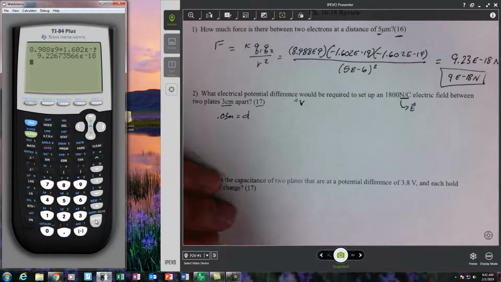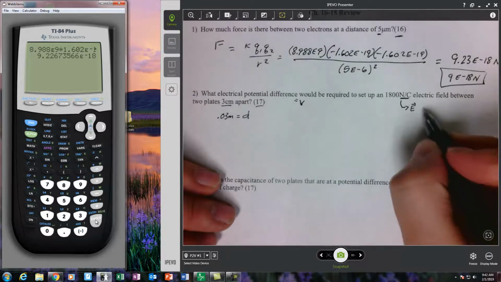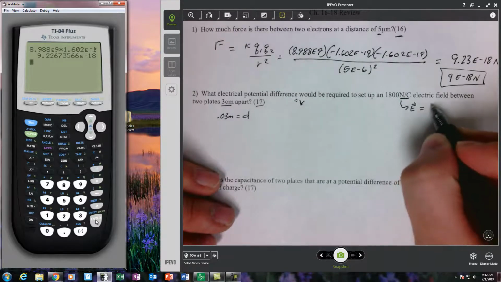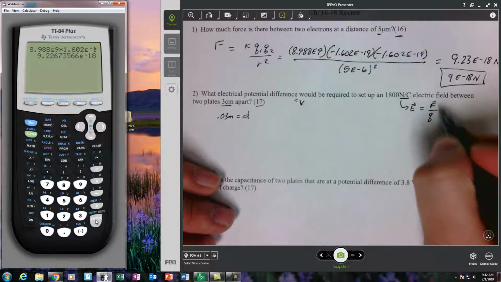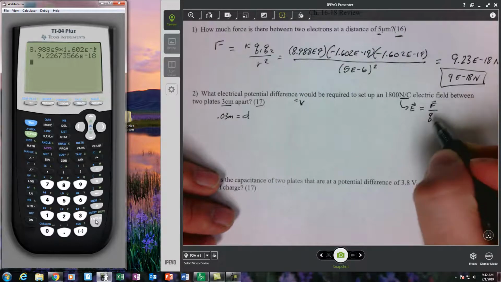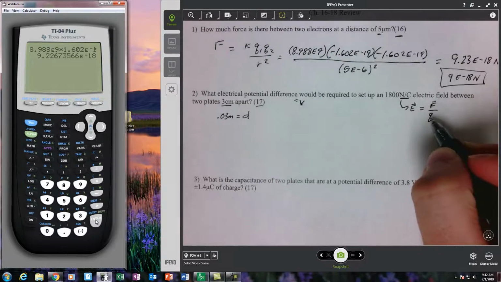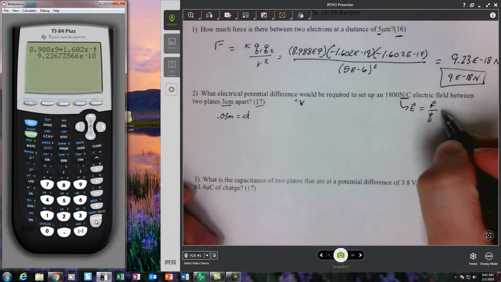So if we look at our formula sheet, we start thinking, okay, what are the relationships between these things? The electric field is defined a couple of different ways. The first way we talked about it was the electric force divided by the charge. Now, that tells us exactly why we have newtons per coulomb as our unit. That's what F over Q would give us. However, that's not the other stuff that we're looking for.